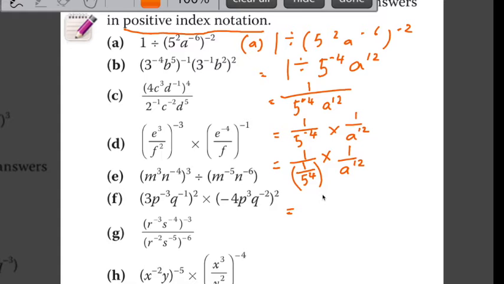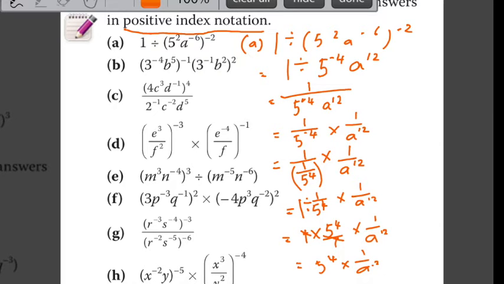If you key in the calculator, it will tell you that it's 5 to the power 4, or I can do it like this. 1 divided by 1 over 5 to the power 4. This is 1 times 5 to the power 4 over 1. So you can just ignore this, divide away. So what you have left is just 5 to the power 4 times 1 over a to the power 12. So it's just 5 to the power 4 over a to the power 12.